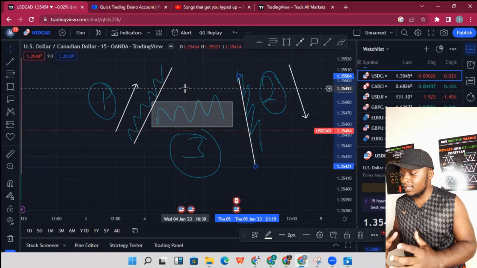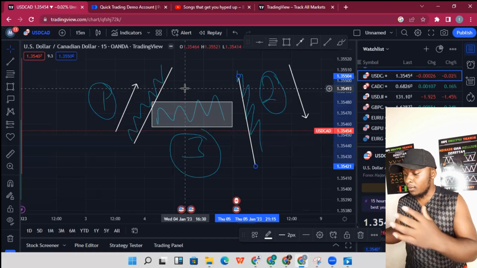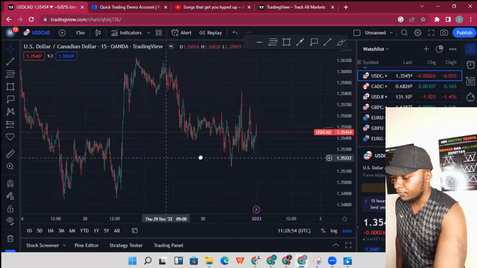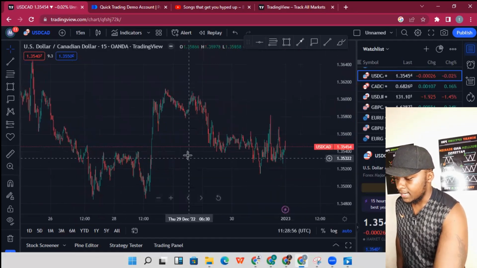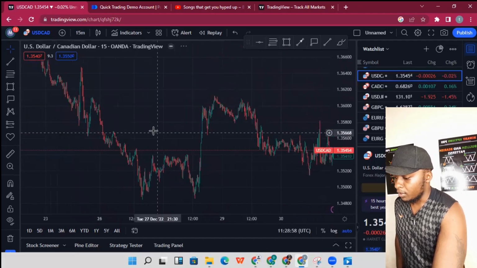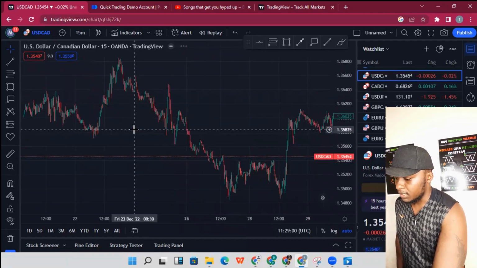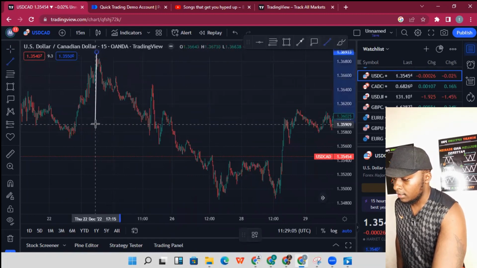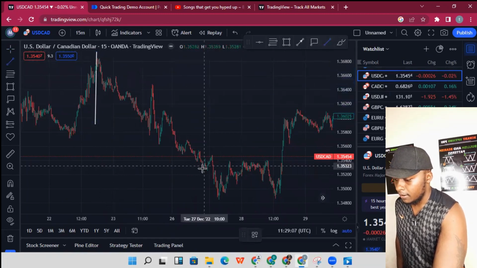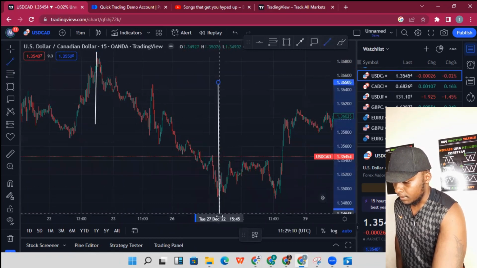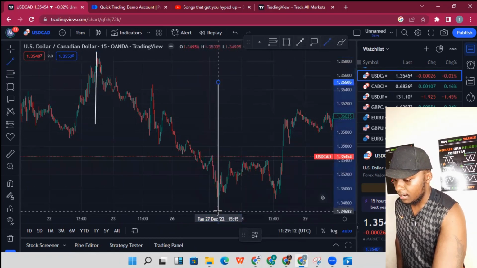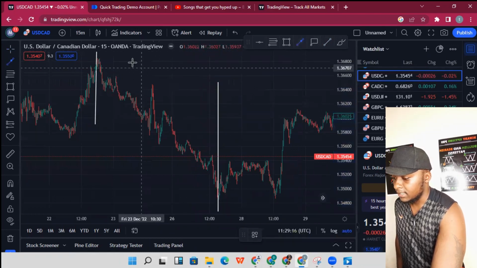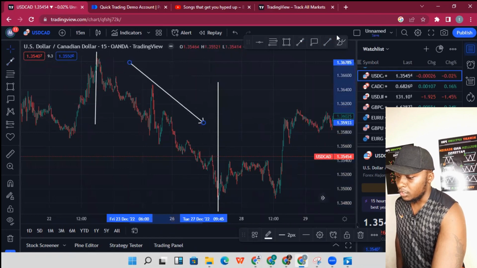So the first thing is to identify the trends. I'm going to be getting into the charts right now. Let's see if we are able to identify our trend lines. For example, if you take a look at the 15 minutes chart, from this zone here to this zone here, what is this? Definitely this is a downtrend. Price is moving down.